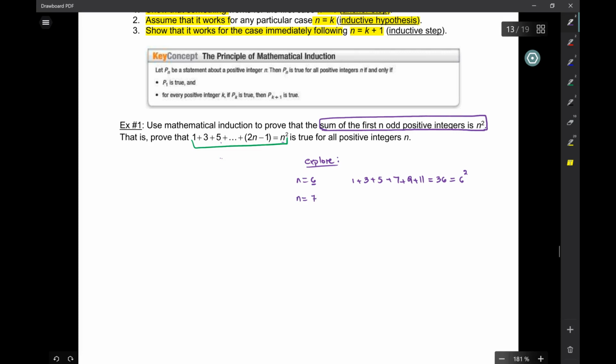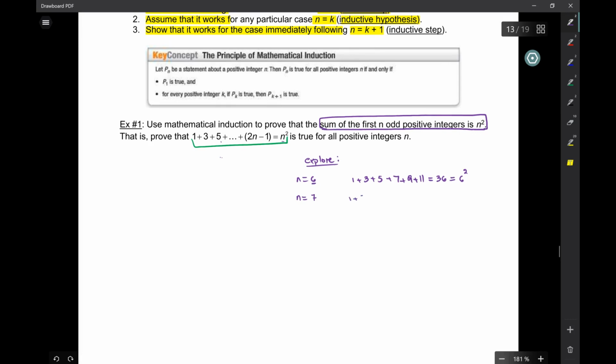Let's now go to n equals 7. Okay, the trick is to increase by 1. Now I have 1 plus 3 plus 5, 7, 9, 11, 13. So to 36, now I added 13, so that's going to be 49. How much is that? That's 7 squared.